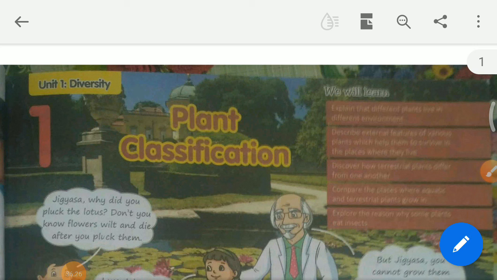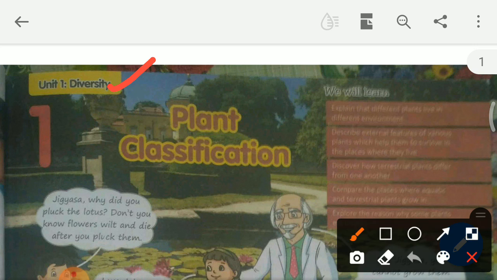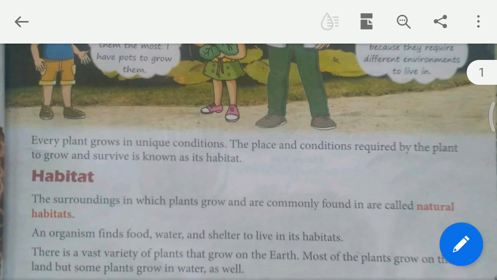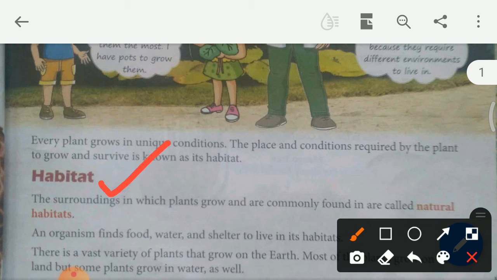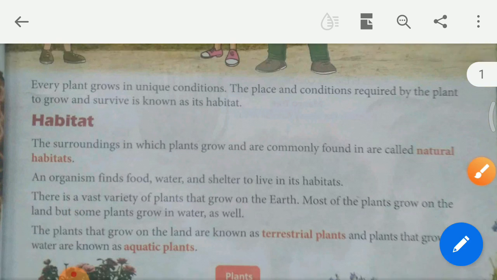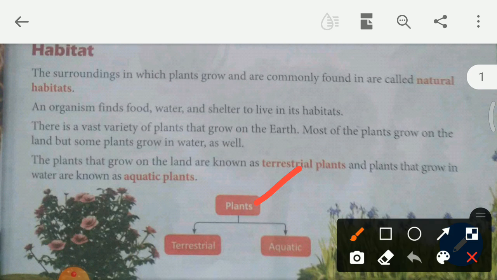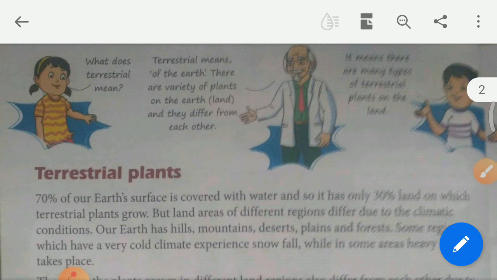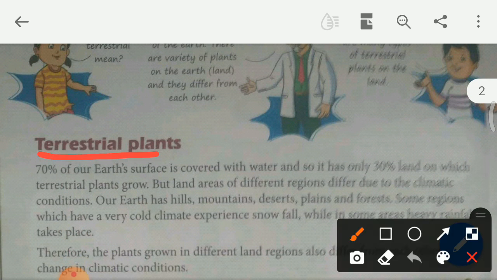This is your science book. See here, this is Unit 1, Diversity. Under this unit, we are seeing Unit number 1, Chapter number 1, Plant Classification. Under this plant classification, we have learned what is meant by habitat and the types of plants. One is terrestrial plant and another one is aquatic plant. The next one, terrestrial plants means it contains hill, mountain, desert, plain and forest areas.